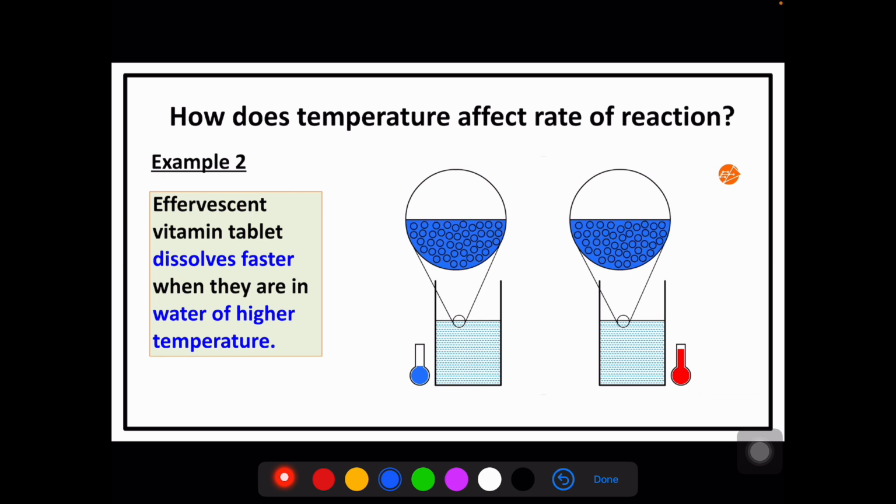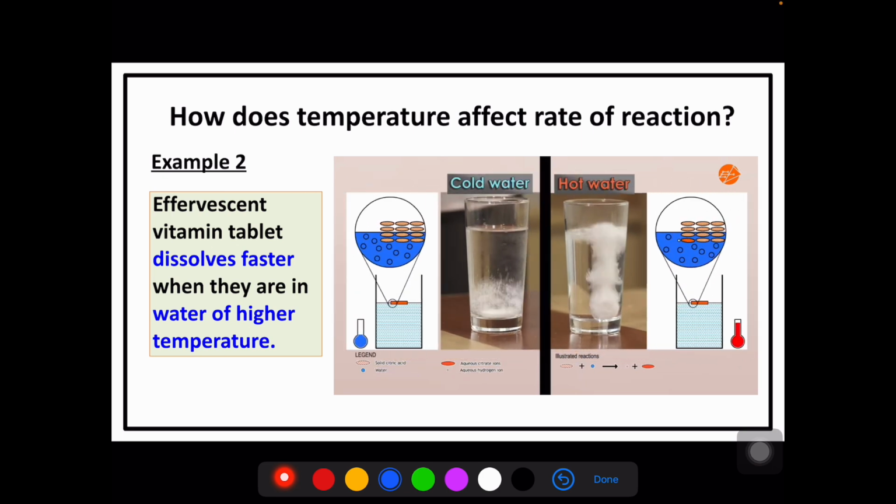Thus, the water molecules that are moving more rapidly collide more frequently and with greater energy. This means that the likelihood of a successful collision is greater. To put it together, when the temperature of the water is increased, the water molecules gain kinetic energy, move faster, and collide with each other more frequently. This increases the likelihood of a successful collision.